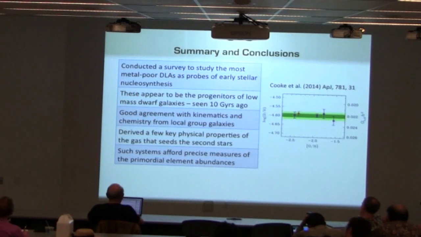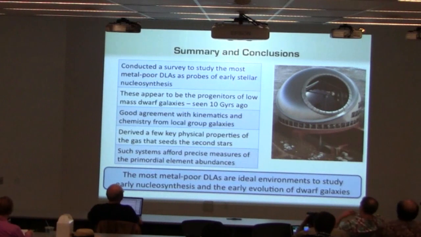And just as an aside, it turns out that these environments are so pristine, they're barely seen in metals. So they've barely been processed through stars. It's also perfect environments to try and measure the primordial abundances, the primordial elements that were produced just minutes after the Big Bang. If you're interested, I'll direct you to this paper. And just finally, the one take-home message here is that if after this conference you still haven't worked on metal-poor DLAs or dwarf galaxies, you should be.